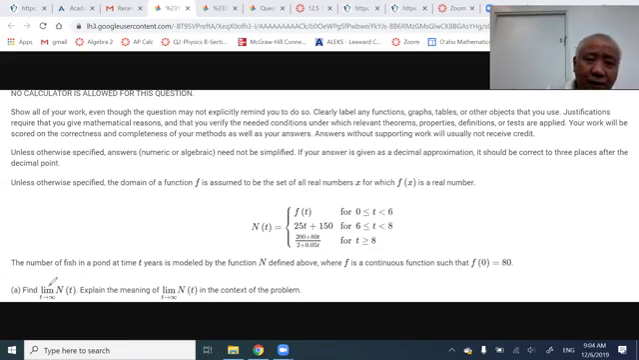First, they show you that the N, the number of fish in the pond at time t years, is modeled by the function N defined above. So that means at the beginning, from zero to six, you have f of t, that many fish in the pond. And then six to eight this time. t is time in years. Six years and after until eight, it's this many, okay? And then after that is this many, okay?